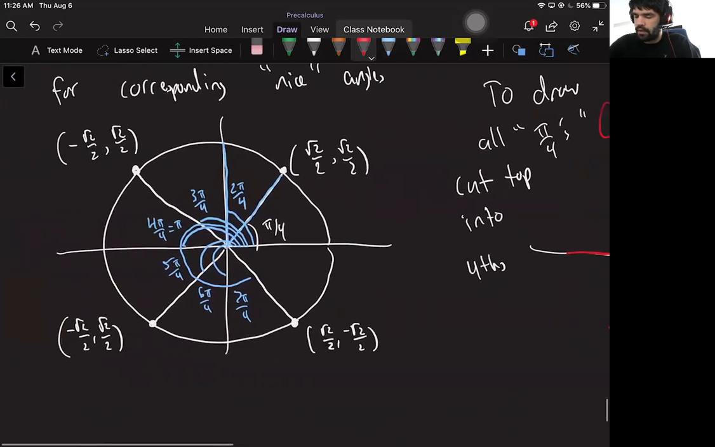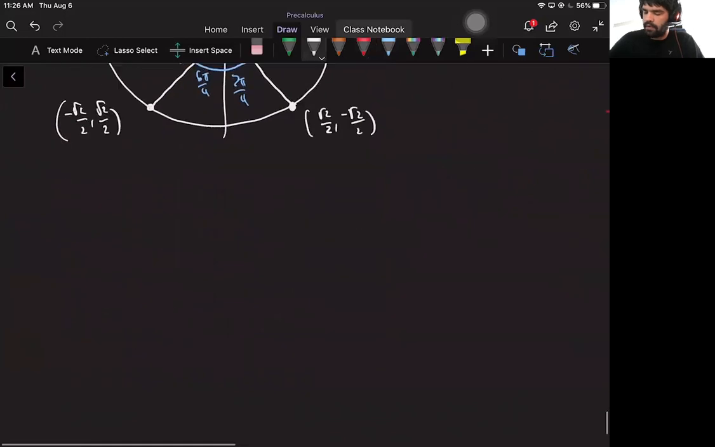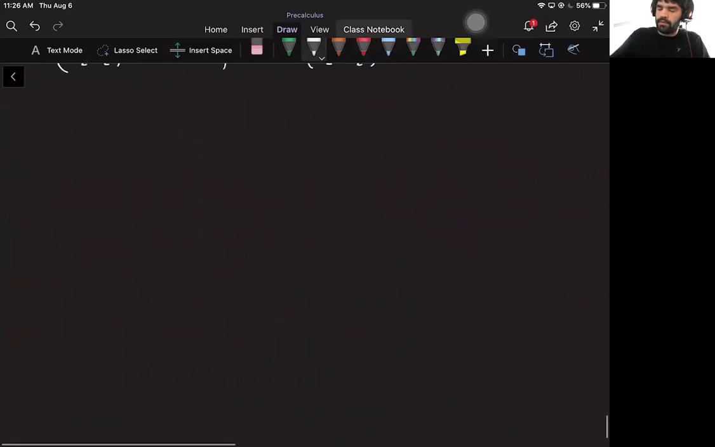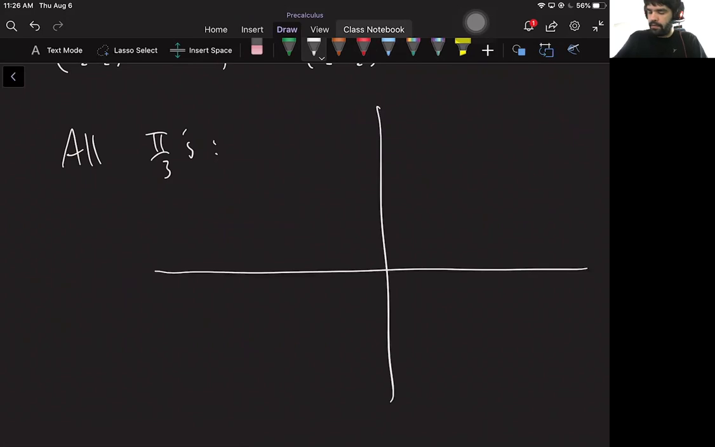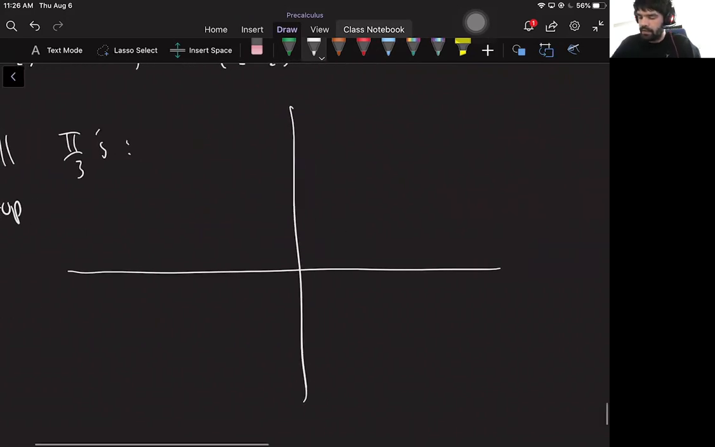So let's do it with a different angle to see how it works for something we haven't already done. So let's do all pi over 3s. So that one's a bit trickier. So what I have to do now is I have to cut the top into thirds. So how do I cut the top half into thirds? Well, I gotta have 3 cuts then.